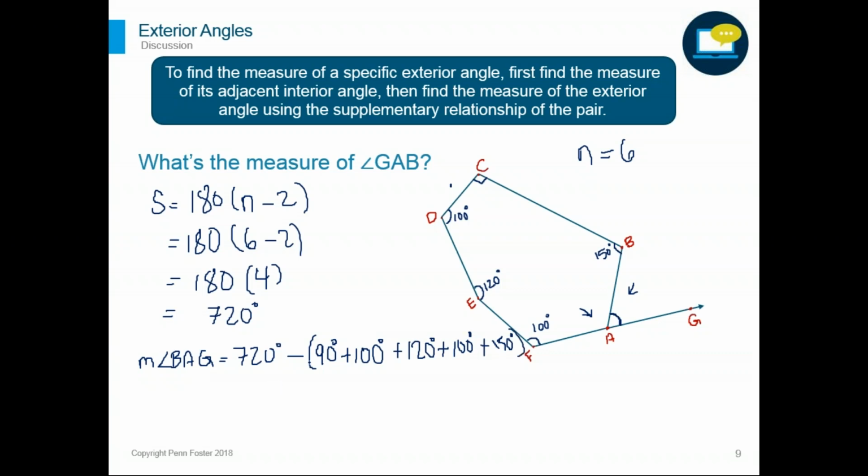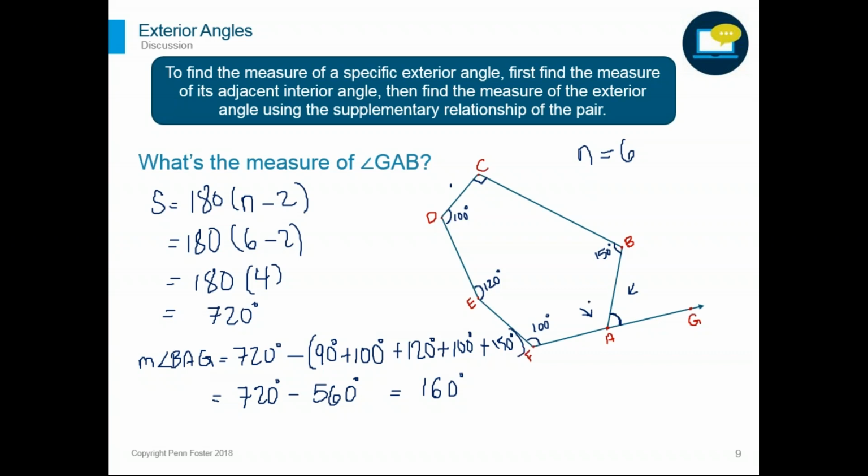The way we're going to do that, we're going to evaluate the expressions, the sum inside the parentheses first, and then do the subtraction. So 720, you can use a calculator or you can do that by hand for adding these values. If you add them up, you will find the sum is 560 degrees. Now subtract. That's everything except that one missing angle. So that will give us the measure of the interior angle missing, and that will be 160 degrees.